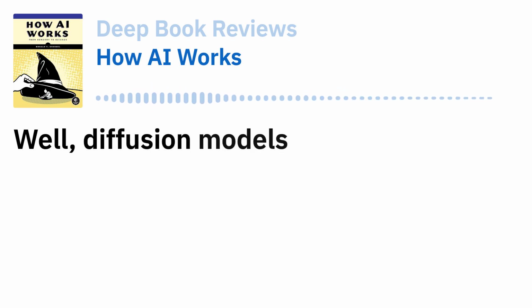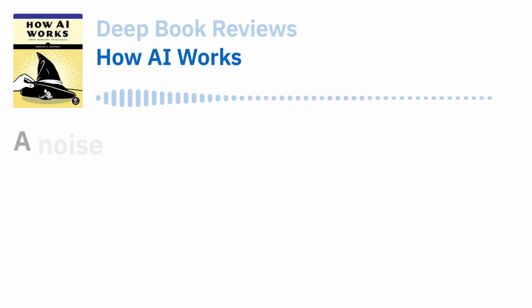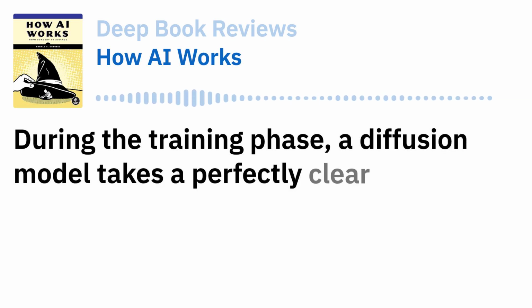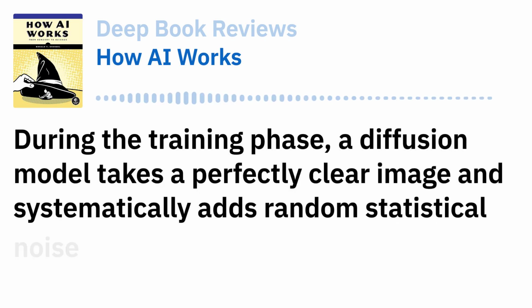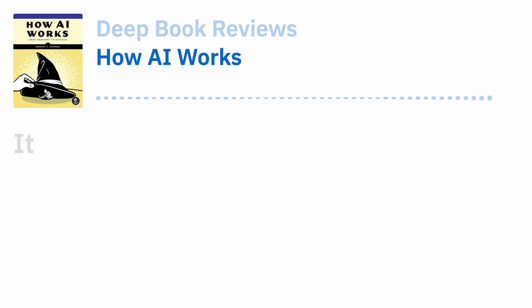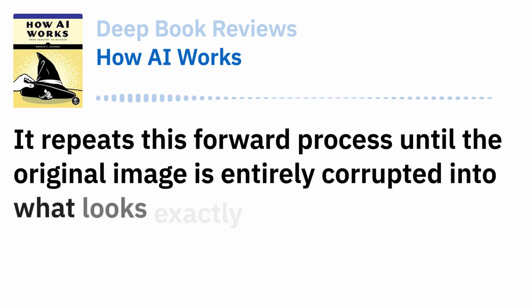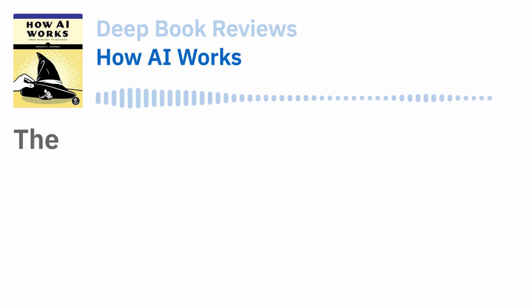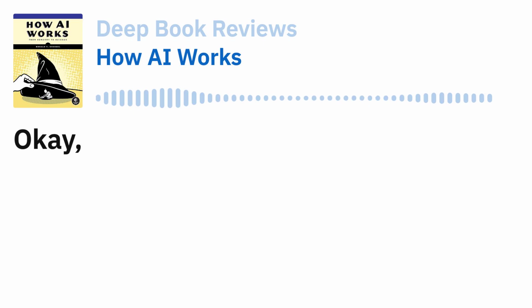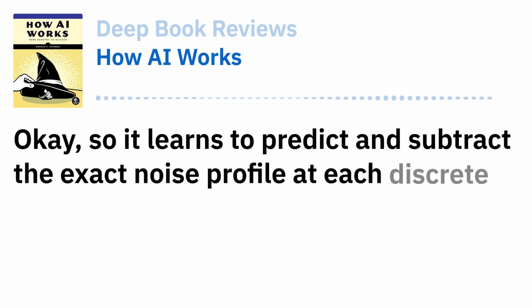Well, diffusion models approach the problem through a highly systematic mathematical mechanism known as a noise schedule. A noise schedule. Right. During the training phase, a diffusion model takes a perfectly clear image and systematically adds random statistical noise to it in very small measured steps. So it is deliberately ruining the picture. Yes. It repeats this forward process until the original image is entirely corrupted into what looks exactly like pure television static. The neural network then trains on the task of reversing this precise mathematical process. Okay, so it learns to predict and subtract the exact noise profile at each discrete step.